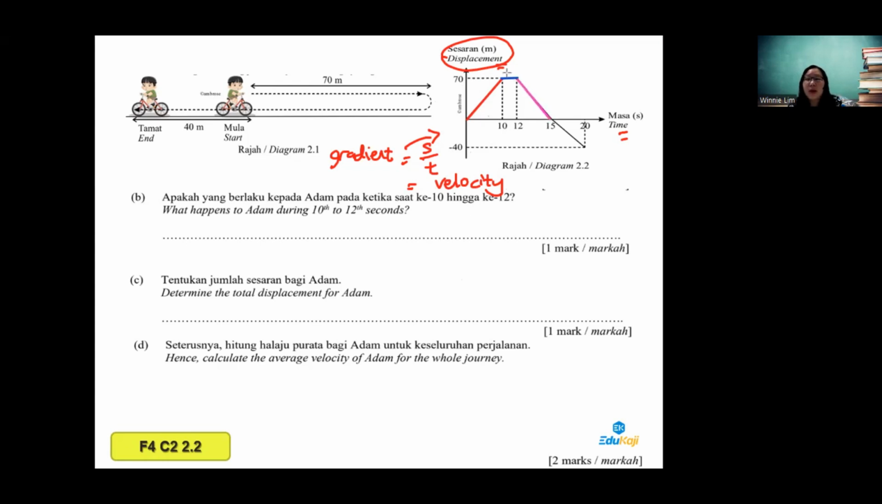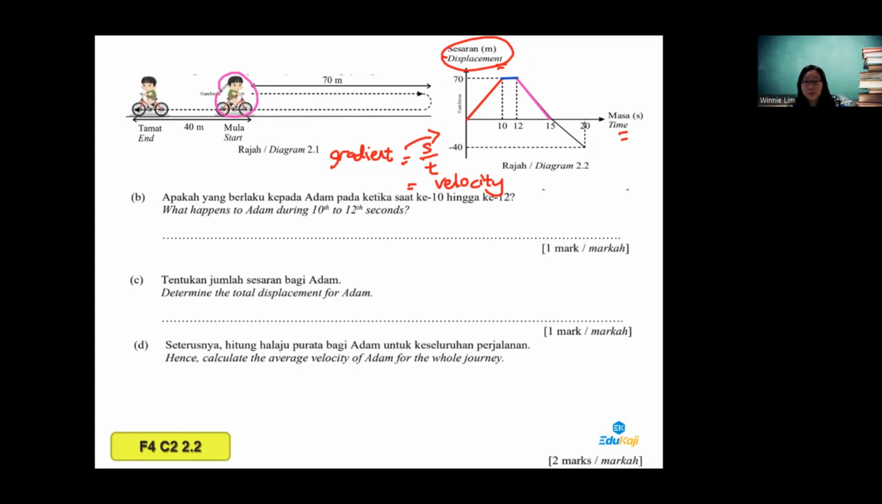Next, this one is an important part. What does it mean by going downhill? A lot of times students will very quickly say, oh, deceleration. No. This is not a velocity-time graph. This is a displacement-time graph. It means, like, the motion of this Atom from this line graph.